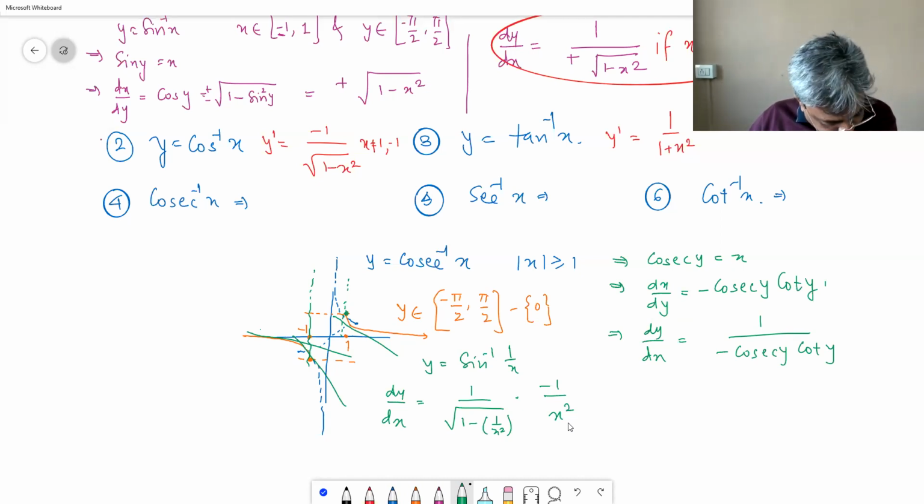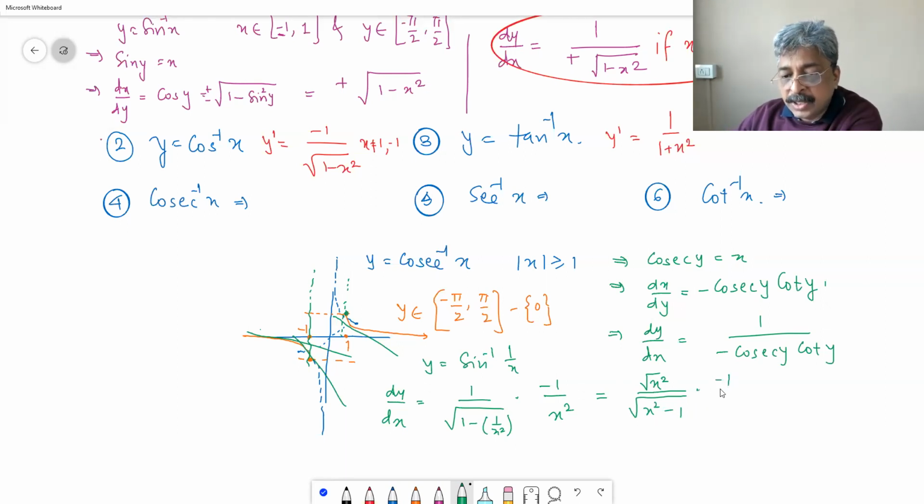Is it going right? Oh, is it? So now here, let me commit the mistake which you also have committed. Once we simplify this, we get root x square upon radical x square minus 1 into minus 1 upon x square. That is what you get.